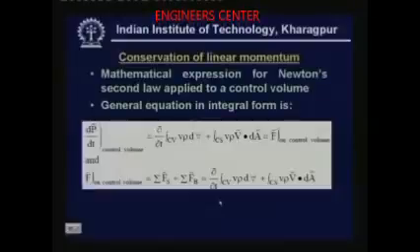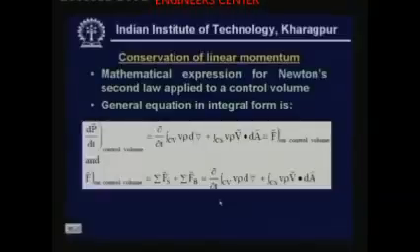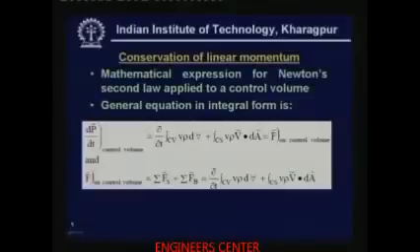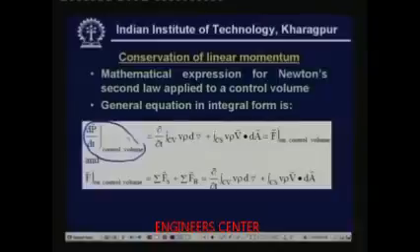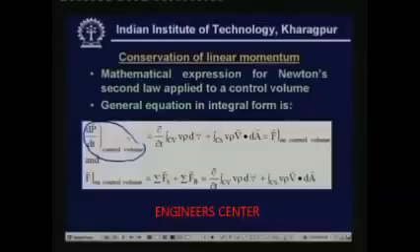Now let us look at the conservation of linear momentum. This is nothing but a mathematical expression for Newton's second law applied to a control volume, and the general equation in integral form is like this. So here what we have is dP by dt applied over a control volume. This term is nothing but rate of change of linear momentum of the control volume, and this is equal to, according to Newton's second law, the net force acting on the control volume.